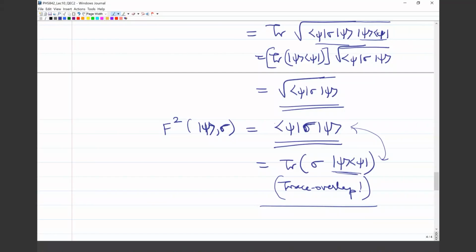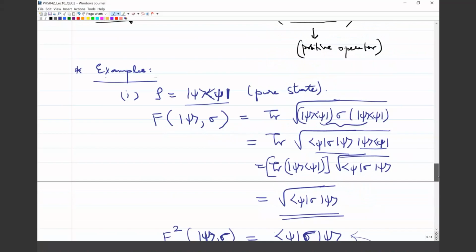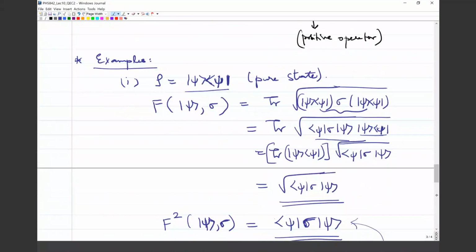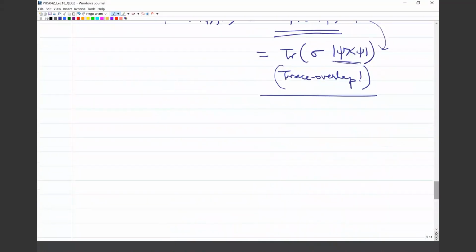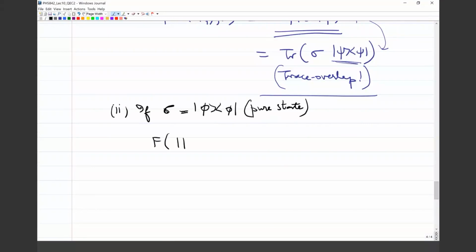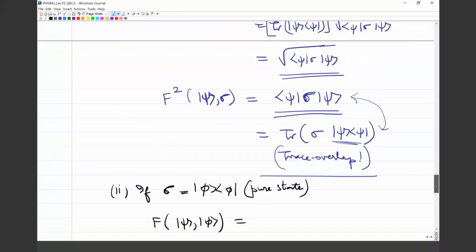So now let's go one step further and say, what if both of them are pure states, right? It's easy to see what it is. What should you get back if both rho and sigma are pure states? If sigma is also a pure state, then you should simply get back the overlap function, which is the inner product. Then you see that it's like f of psi phi, and what is that? That is simply the square root.